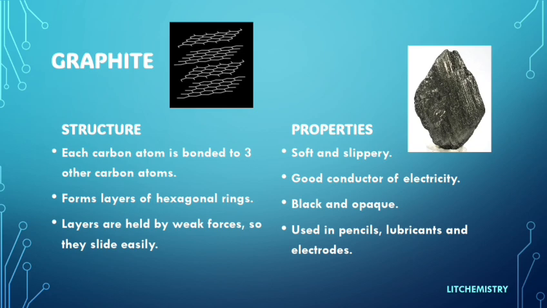Why exactly is graphite soft and slippery? The reason is, our pencil works when we write: thin layers of graphite slide off and stick to the paper. So technically, when we say pencil lead, it isn't really lead, it's graphite. Graphite also conducts electricity because it has free electrons. That's why it is mostly used in electrodes, batteries, and even as a dry lubricant.